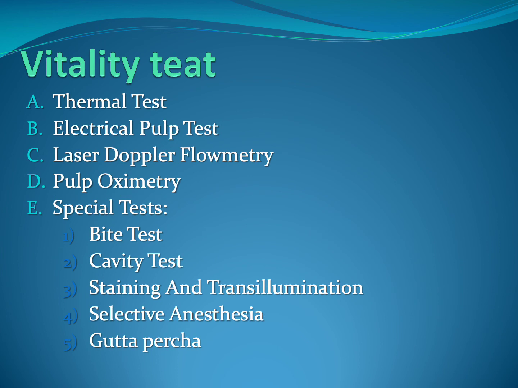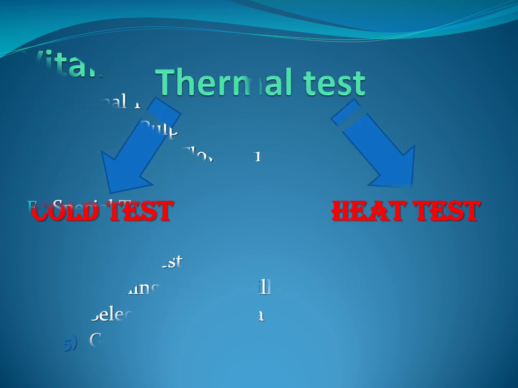Vitality test. In the vitality test, we have to decide if the tooth is vital or non-vital. So we make a thermal test, electrical pulp test, laser Doppler flowmetry, pulp oximetry. We can use these two also. Special tests include the bite test, cavity test, staining and transillumination test, selective anesthesia, and Gutta-percha test. We will discuss this in detail.